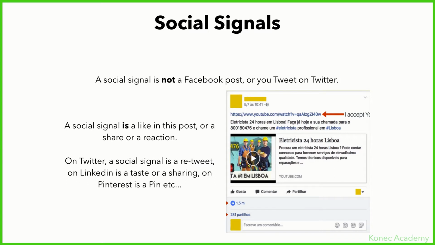So on Twitter, for example, a social signal is a retweet. On LinkedIn, it is a share. On Pinterest, it is a pin. As you can see in the example I have here, this is a Facebook post which has a link back to a YouTube video. The social signals are the likes and the shares on those same posts.